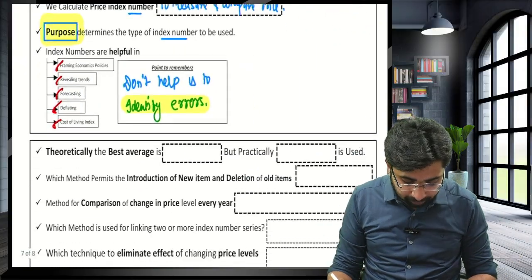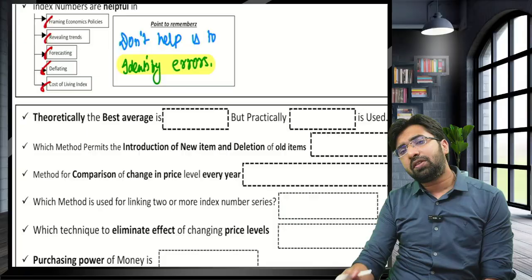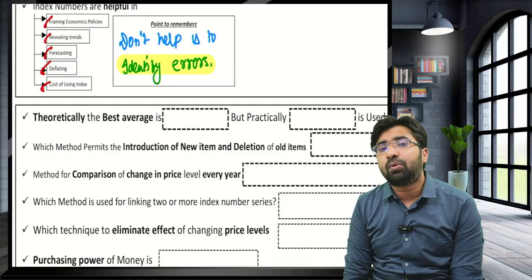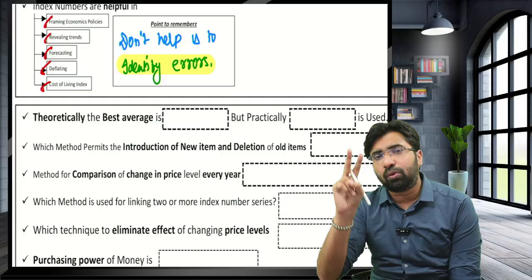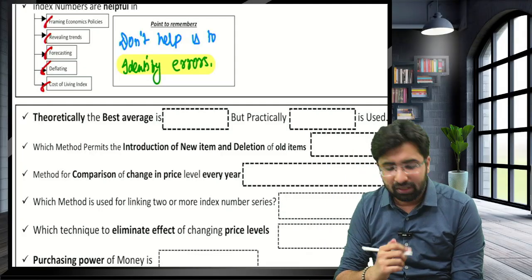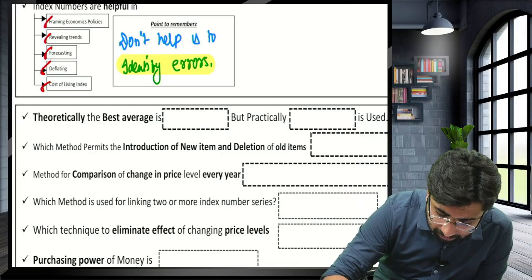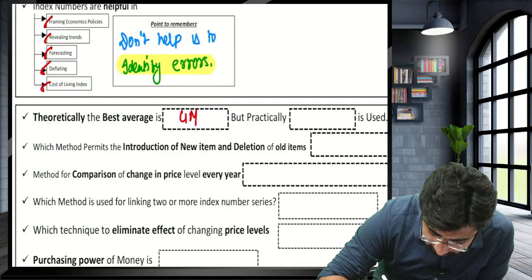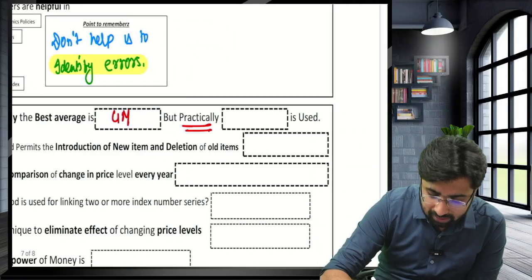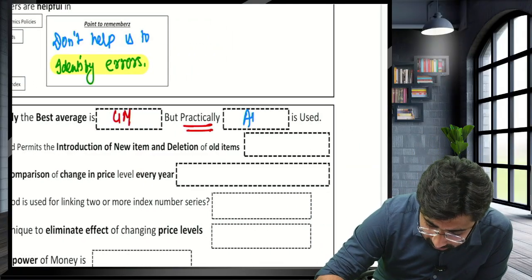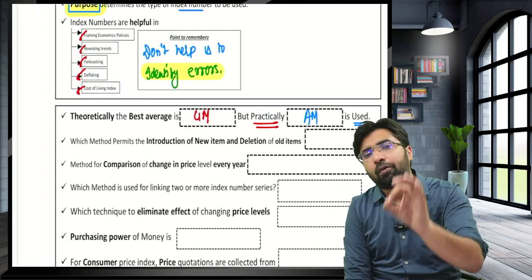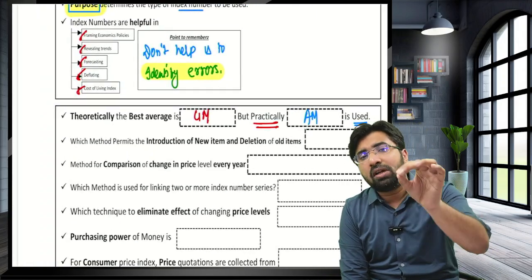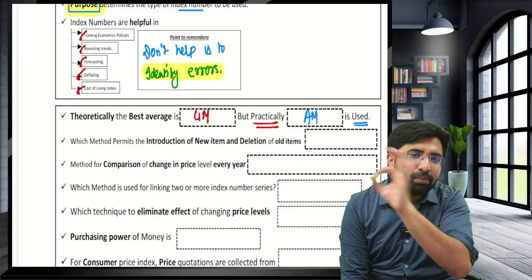Now, if they ask which one of the following is the best measure to compute the index number, we take the average. To take the average, we have two things: arithmetic mean and geometric mean. Theoretically, I will say geometric mean is the best measure, but practically, arithmetic mean is mostly used. But if they don't give you a situation and ask which is the best way to calculate the average of index numbers, geometric mean is considered the best.